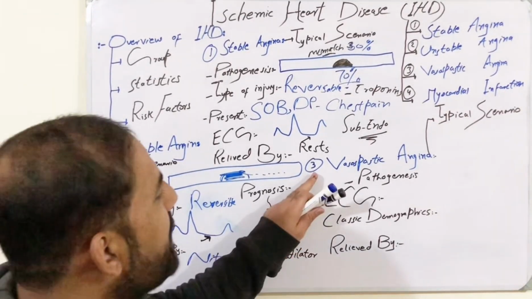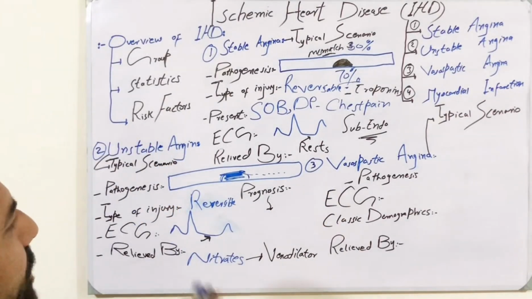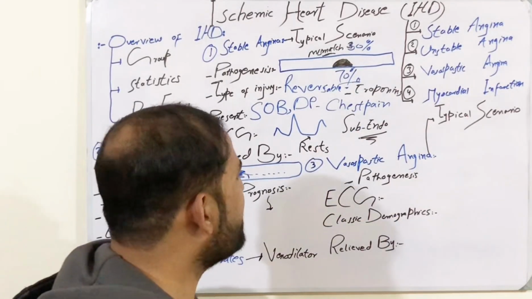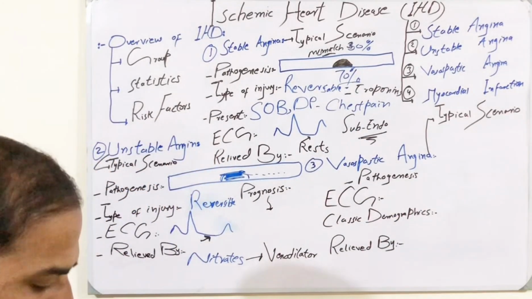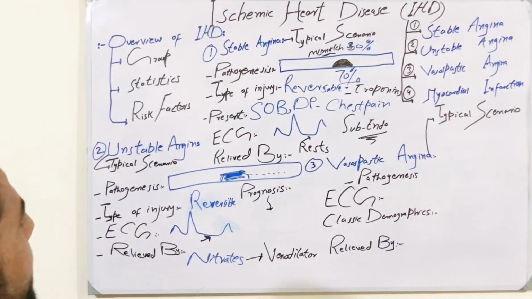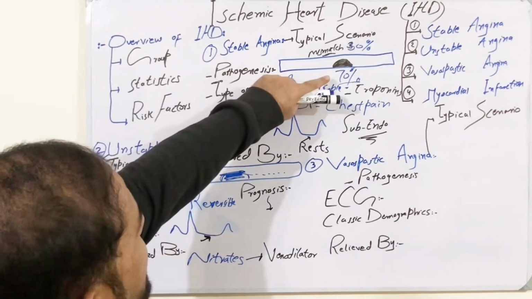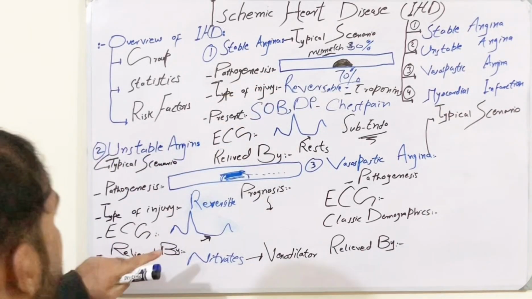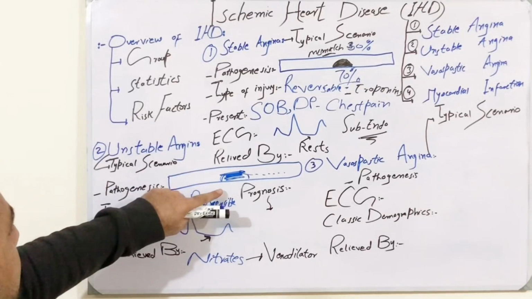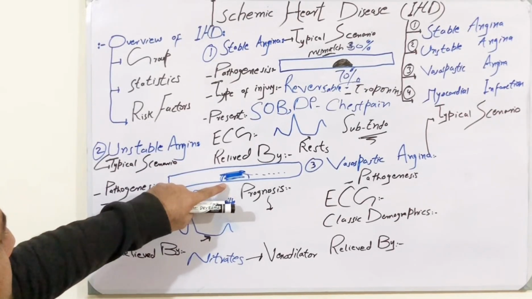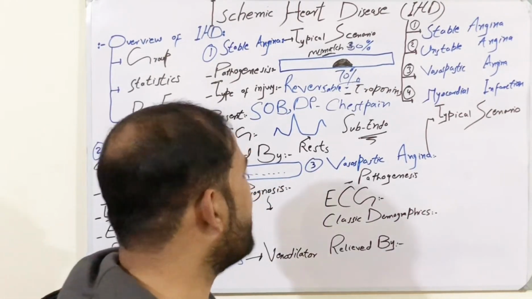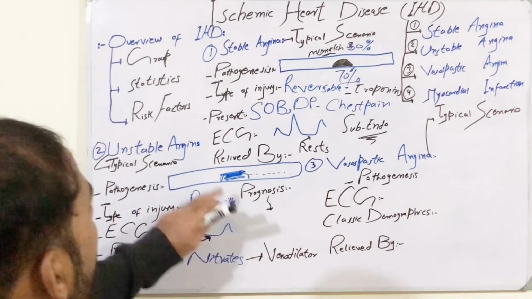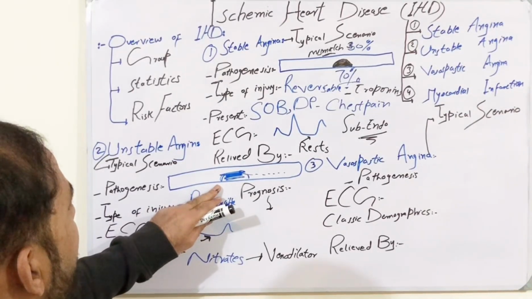Now let's talk about vasospastic angina. This is very different compared to stable angina and unstable angina. Now let's talk about the pathogenesis of vasospastic angina. Remember, in stable angina, we had a mismatch, like 70% of the coronary vessels were blocked. In unstable angina, we had rupture of an atherosclerotic plaque. But in vasospastic angina, there is no mismatch or atherosclerotic plaque rupture.